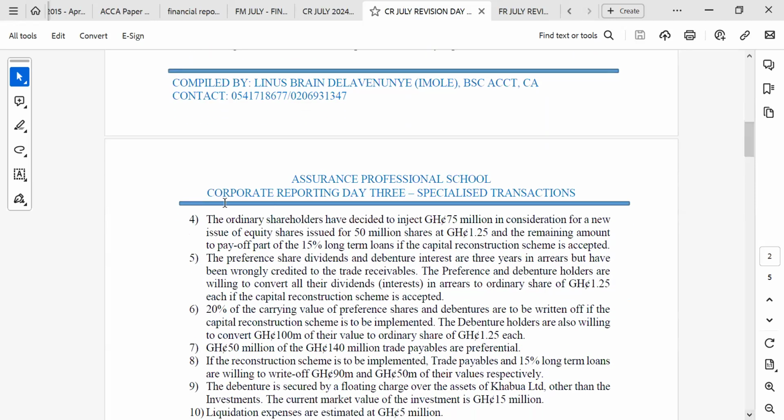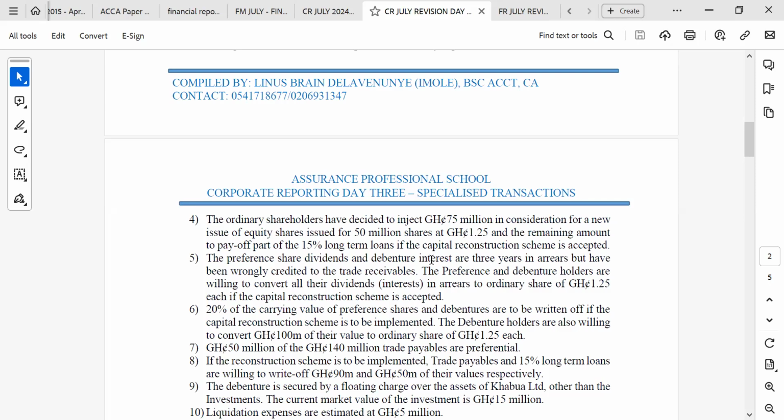Okay, but let's come here. The preference share dividends and debenture interest are 3 years in arrears, but have wrongly been credited to the trade receivables. So we have interest on those ones also. We have to pay the dividends before the interest and dividend before these people, the ordinary shareholders, will take something.